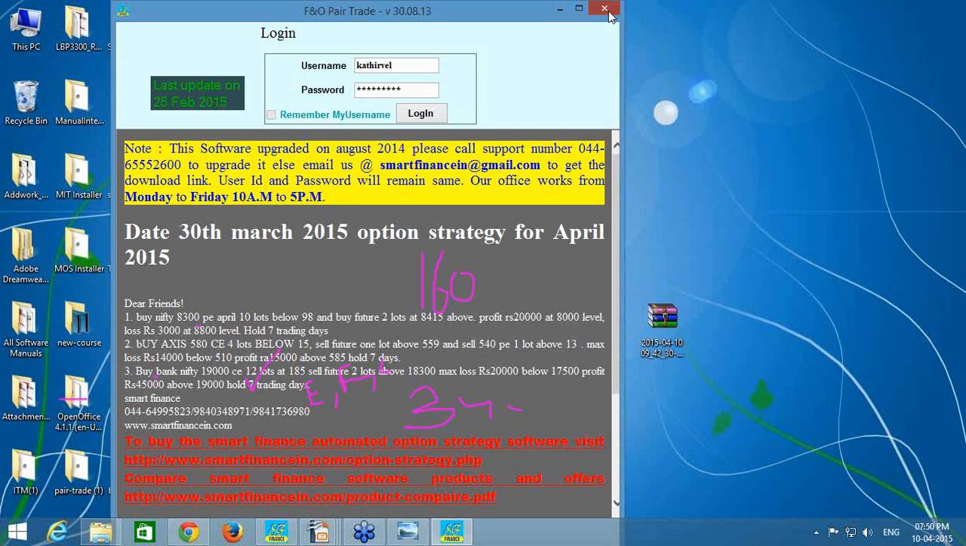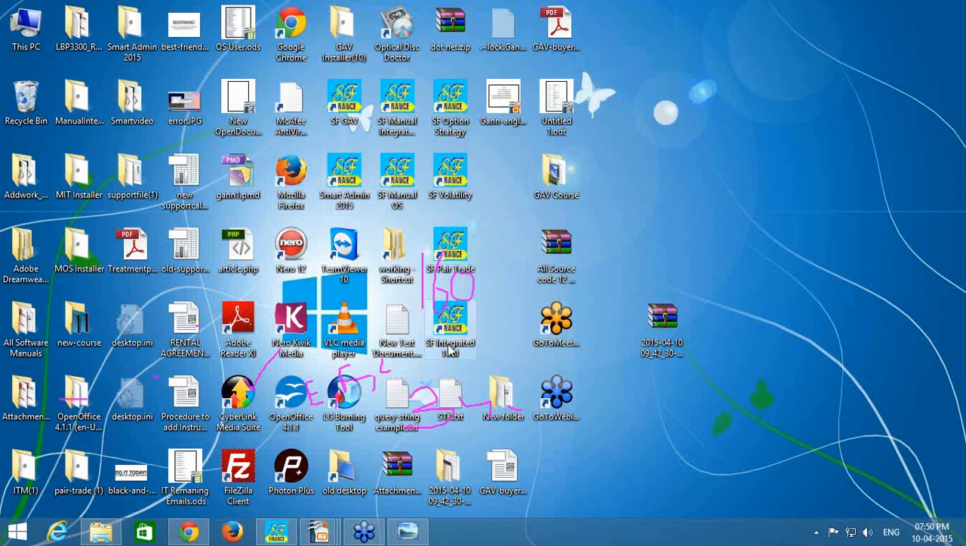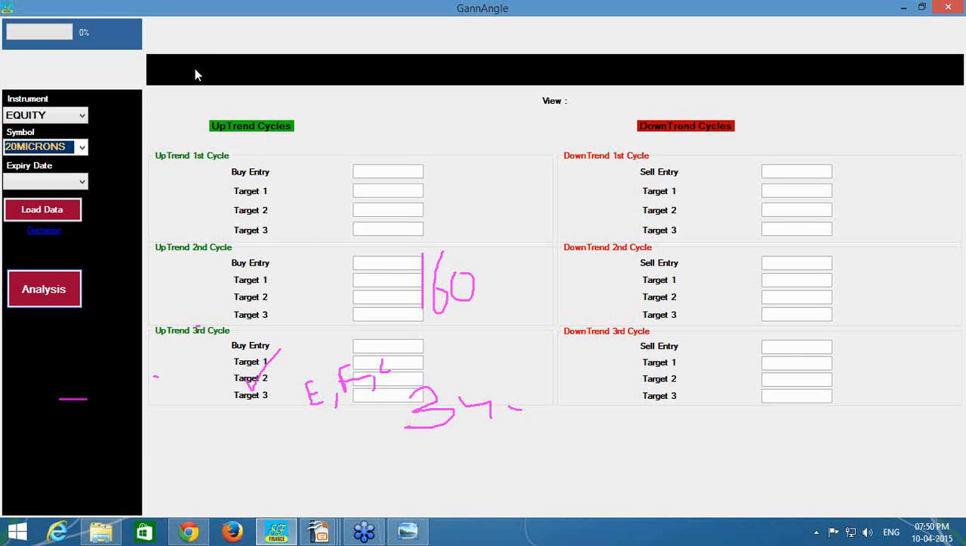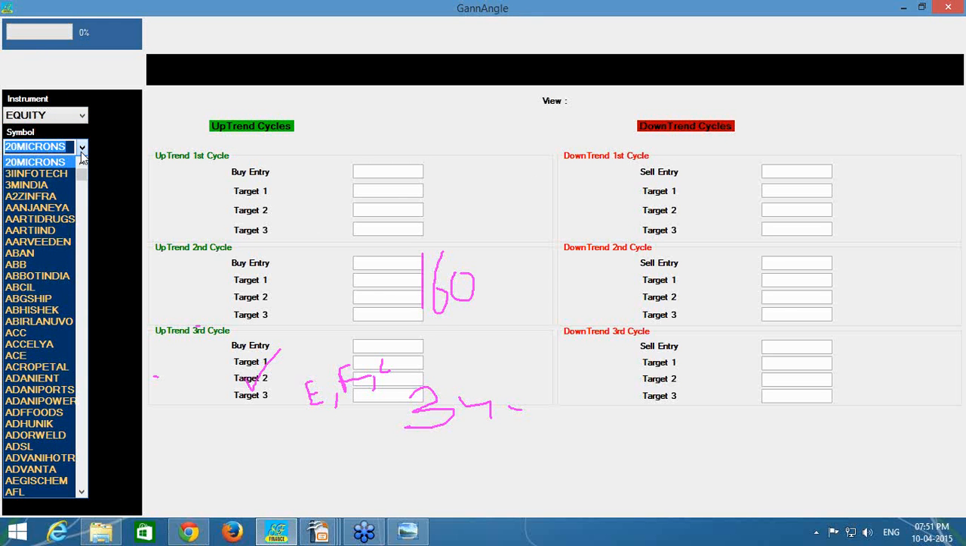And all these softwares are real-time softwares. They work with real-time data. As far as the software I was presenting today is concerned, I will also demonstrate it a little bit. It has segments like equity, stock future, index future, currency future and commodity. Any of these you can check, and once you check one, the symbols will be loaded automatically.